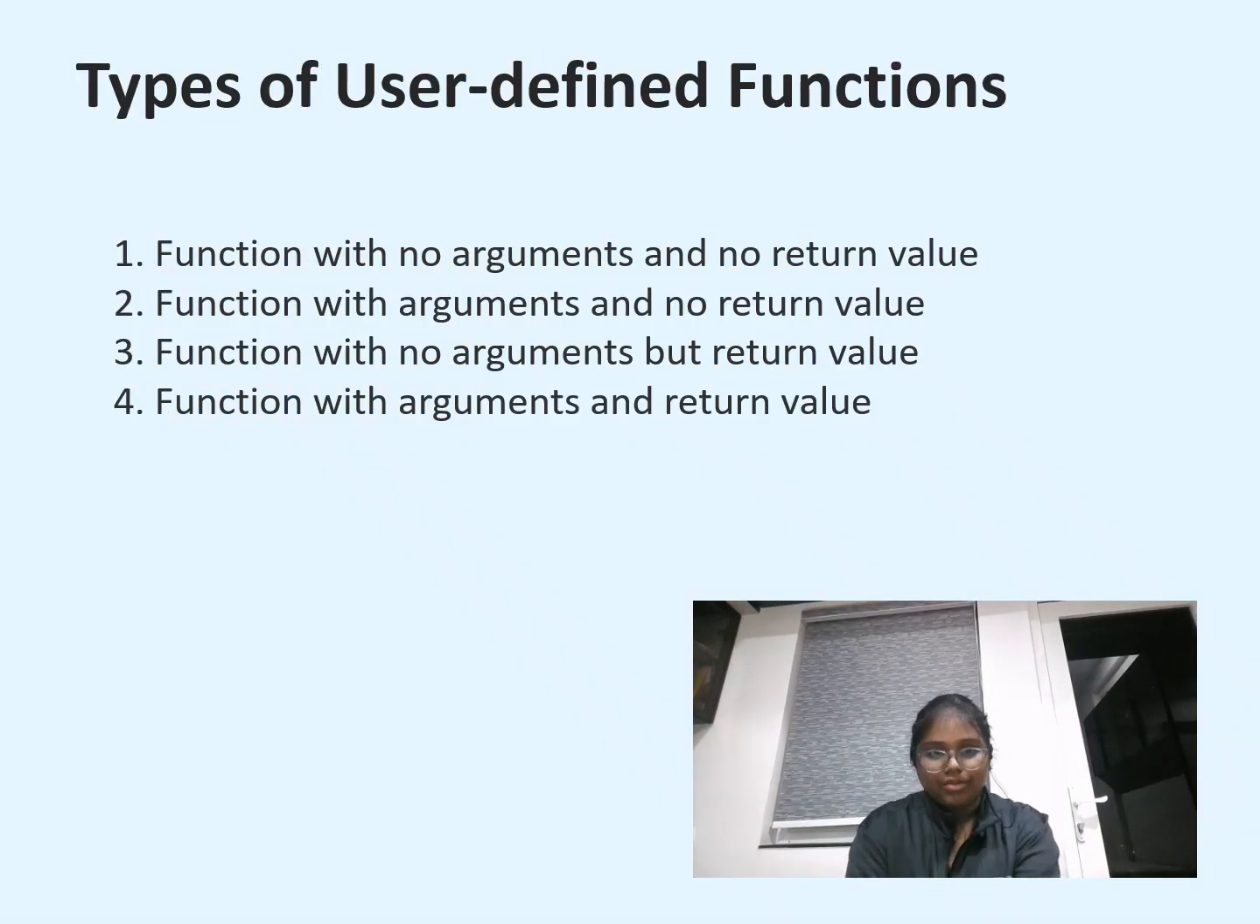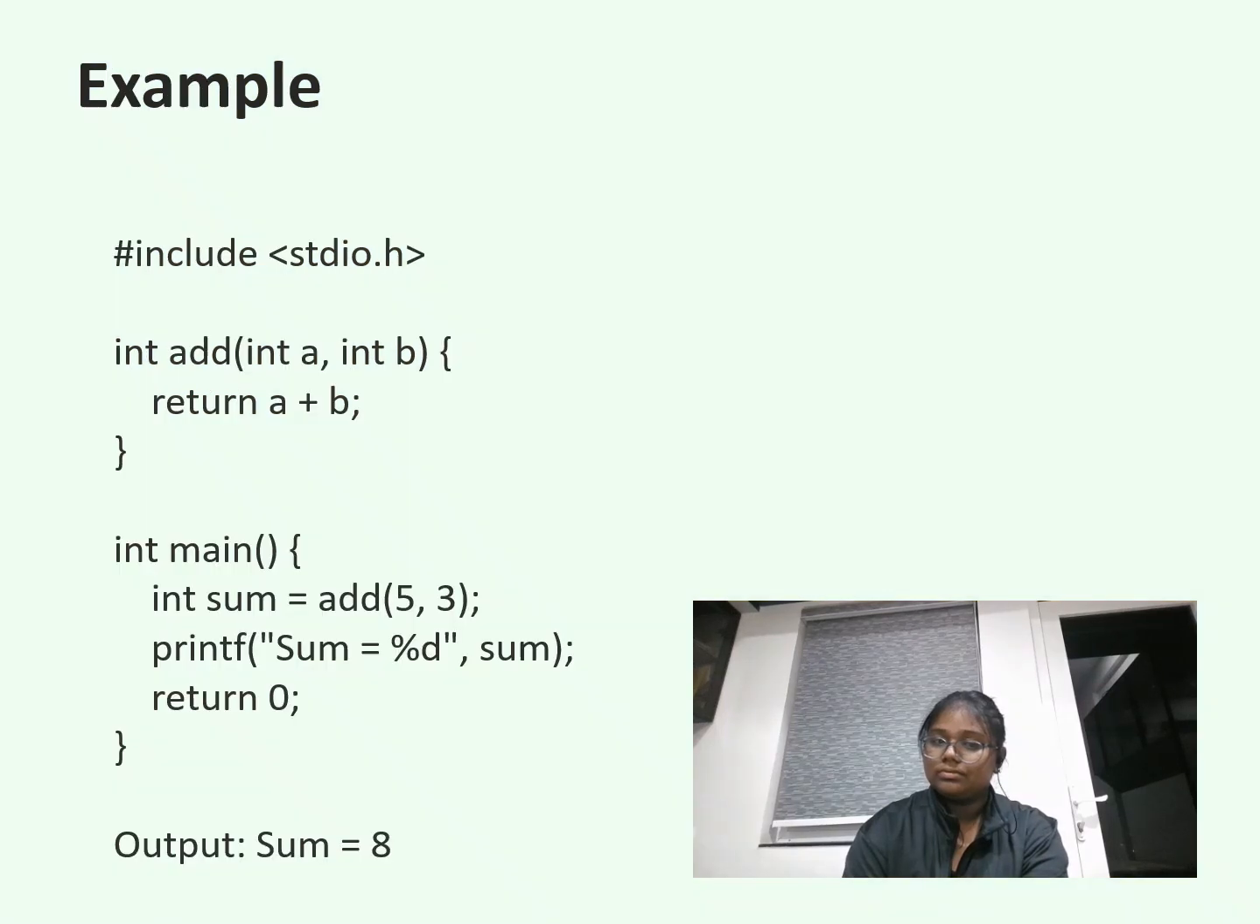Types of user-defined functions. There are four types of user-defined functions depending on arguments or parameters and return values. There are functions with no arguments and no return value, functions with arguments and no return value, functions with no arguments but a return value, and functions with arguments and a return value. And here is the example that we are going to perform later.